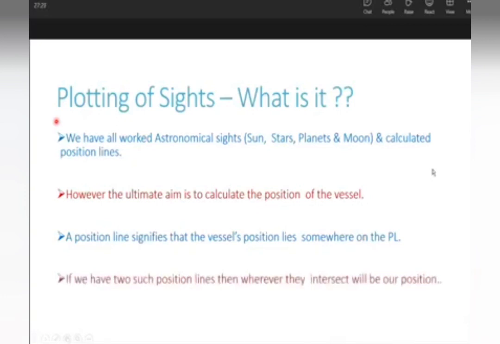Now for getting a fix, we need to have a minimum of 2 position lines. If we have 2 such position lines, then we know that wherever these position lines intersect will be our position. So this is our ultimate objective for site taking, that we should be able to obtain at least 2 PLs, and combining those 2 PLs we should be able to get the position of the ship.